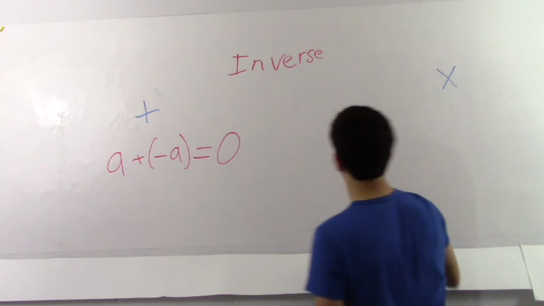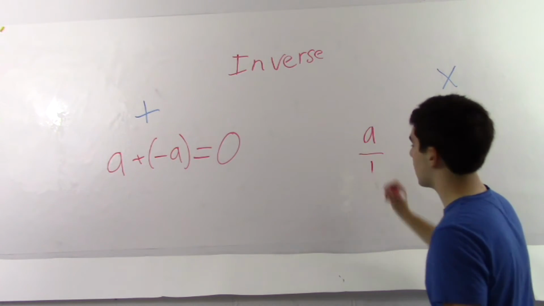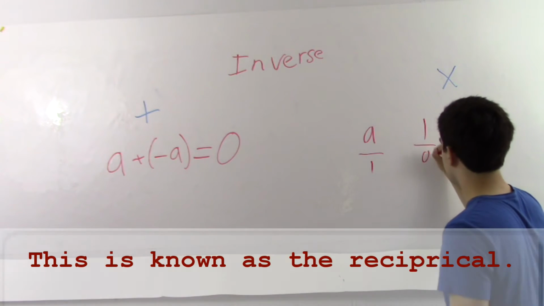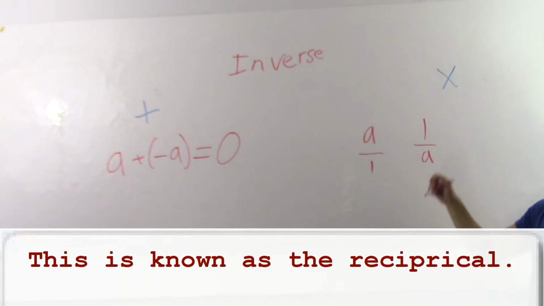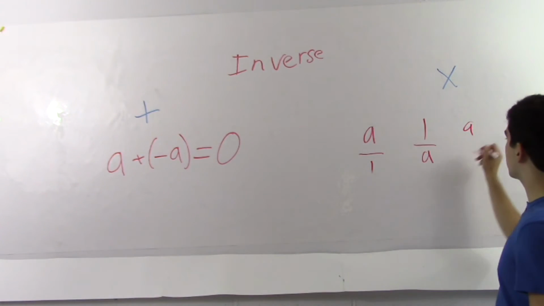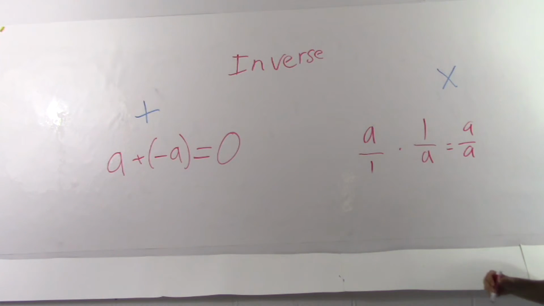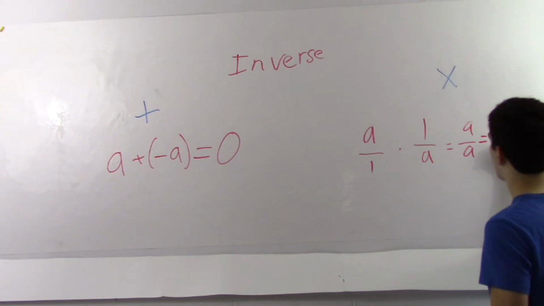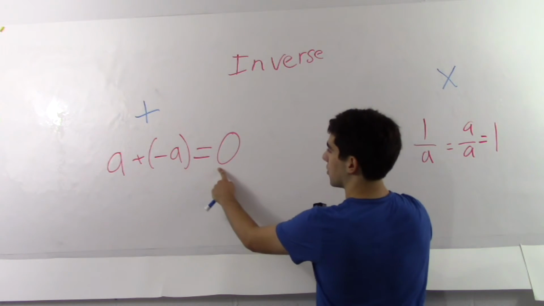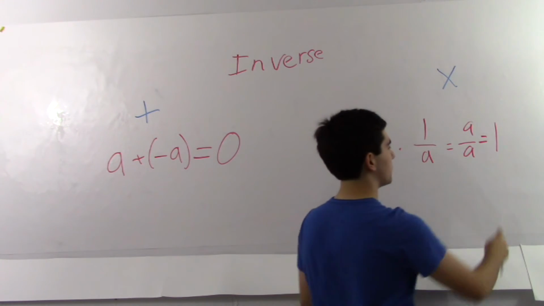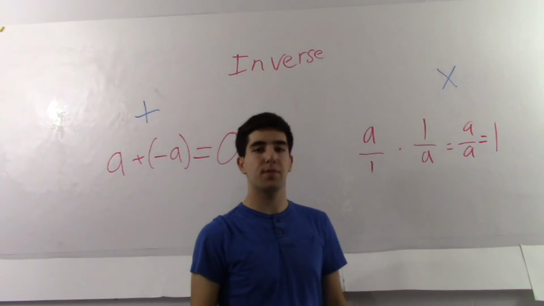Let's take the same A. This is technically A over 1. You're going to want to flip it and have 1 over A. A times 1 over A is 1 in both cases. So A divided by A is just 1. In the same way that here your answer is always going to be 0, when using the inverse property of multiplication, your answer is always going to be 1.